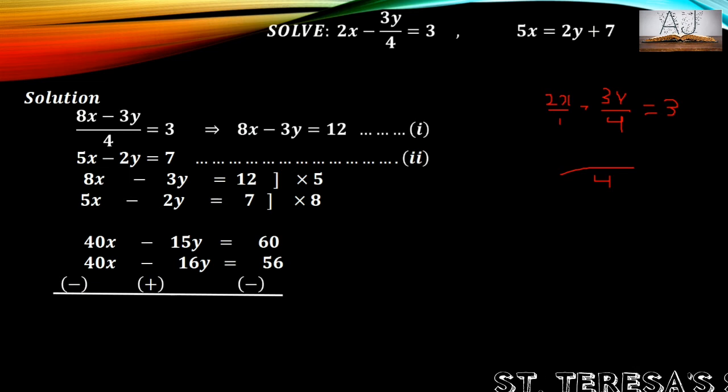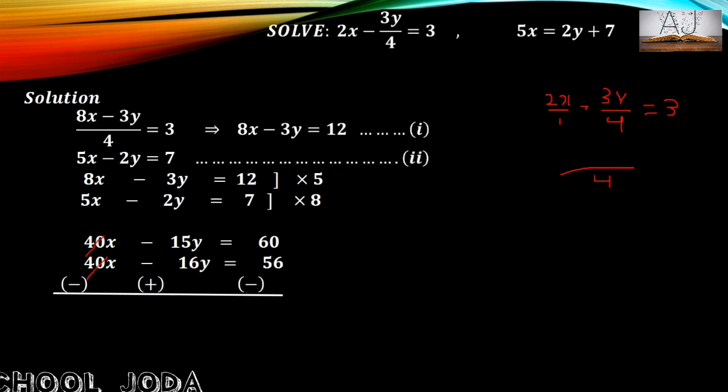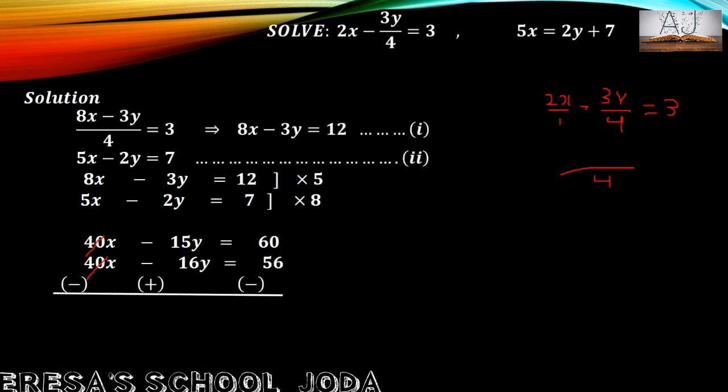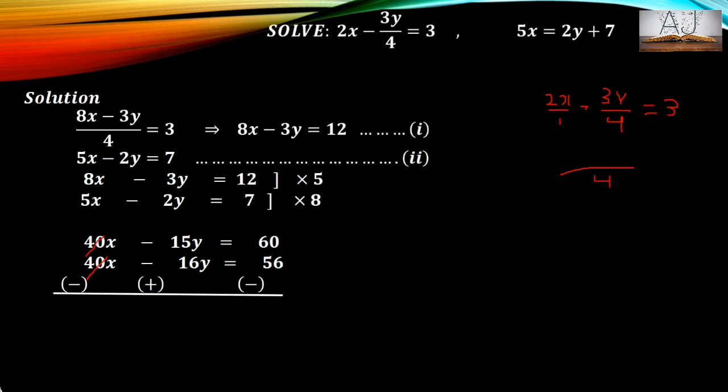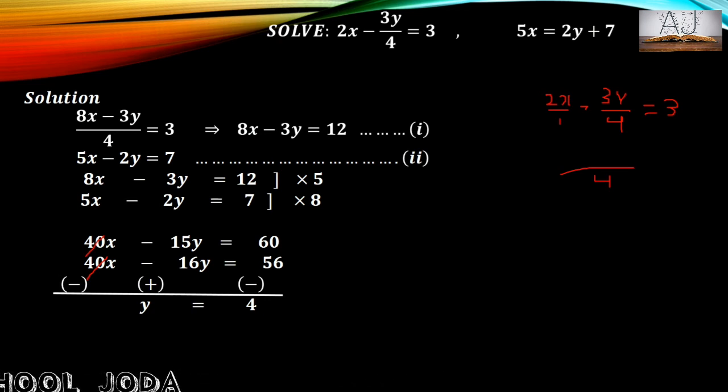Now give a line. 40x minus 40x will get cancelled. Minus 15y plus 16y will come plus 1y. No need of writing plus 1y, you can just write y if you want. And 60 minus 56 is 4. So we get y equal to 4. We have got the value of y, very simply.